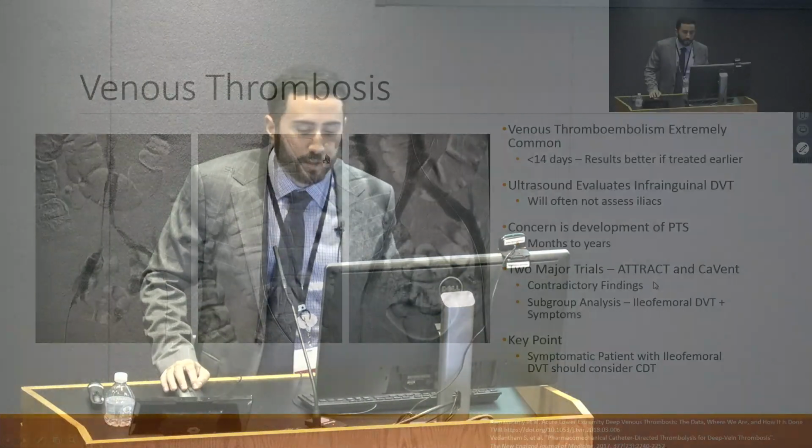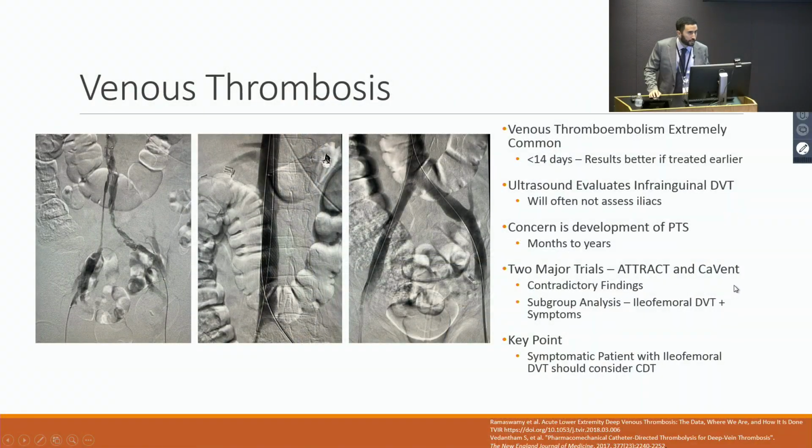So there were 2 trials that looked at catheter-directed therapy and DVT. The CAVENT trial, which was the first one that said, hey, we should do it, and the ATTRACT trial, which said, hey, we shouldn't do it. So what do we do with that information? Well, you look at both of them and you find a subset of patients who really do well. That's the patients who are younger, mobile, active, and they have pretty symptomatic DVT that goes up to the iliacs or IVC. So if they have iliofemoral DVT, I do believe we should be treating these patients.